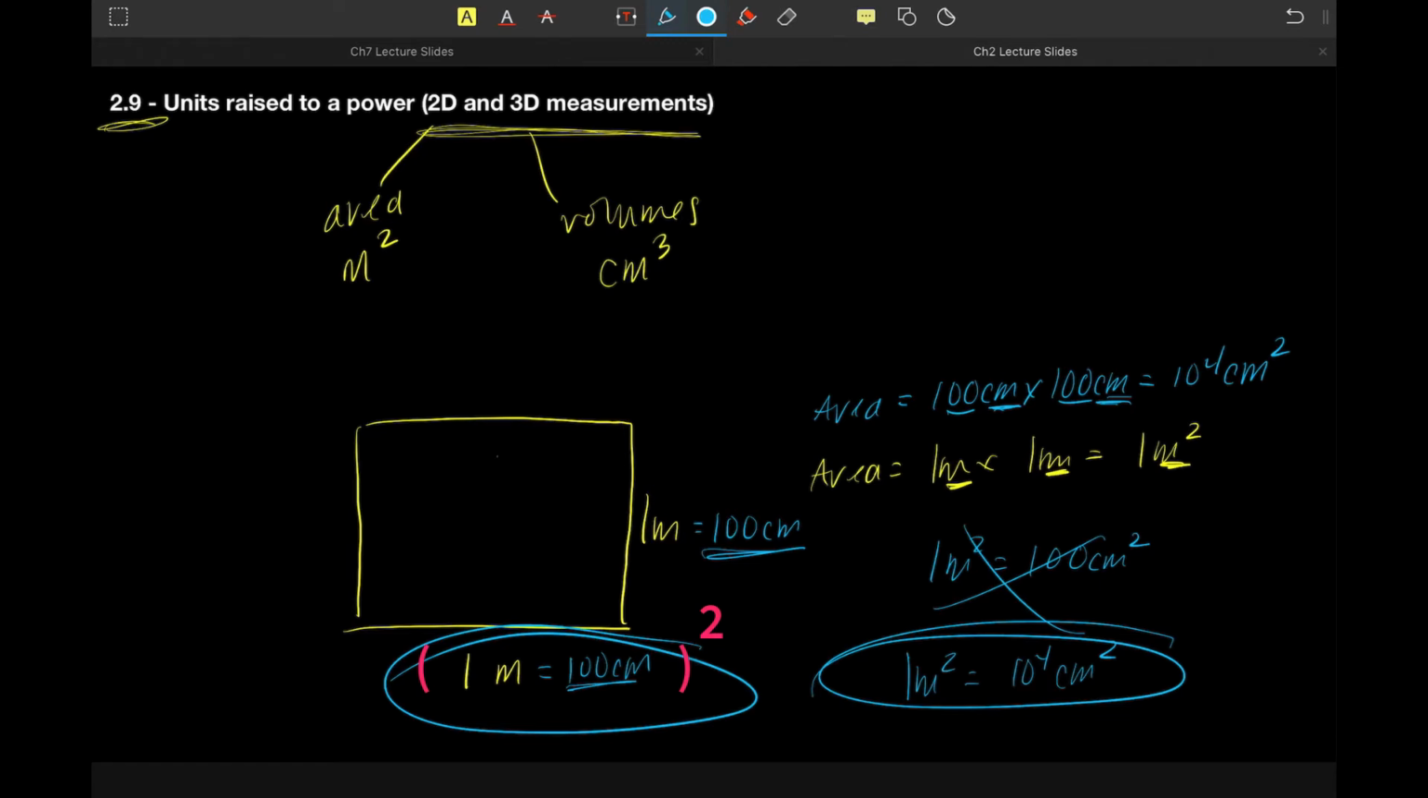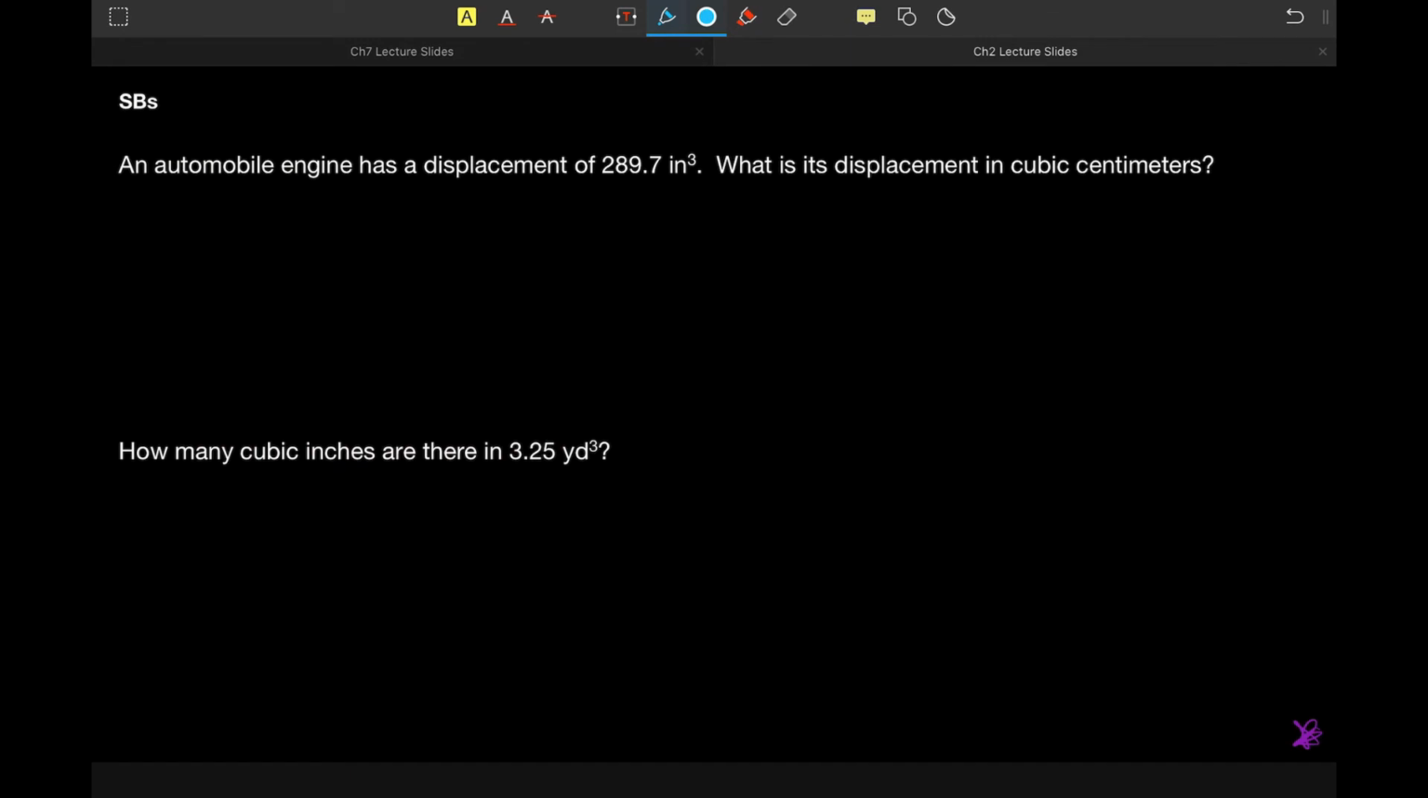All right, let's go ahead and apply this to a couple of scenarios to help cement the point. An automobile engine has a displacement of this many inches cubed. So that's a volume. What is its displacement in cubic centimeters? We would like to go from inches cubed to so many centimeters cubed. First, do we know a relationship between inches and centimeters in one dimension? Yes, we do, because you've memorized it: 1 inch is equal to 2.54 centimeters. Now, if I want to turn this into 3 dimensions, I have to cube each of these. And that is the conversion factor we're going to use.